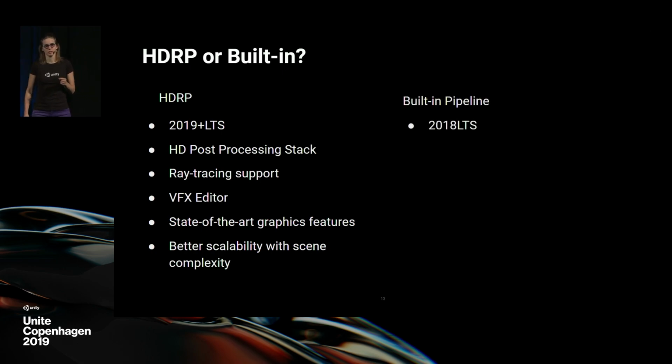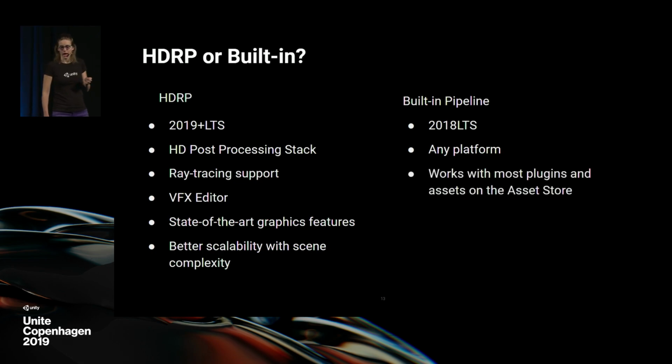But truth is, the built-in pipeline has better support on previous versions of Unity. But also, it works on any platform. So if you're shipping both on mobile and PlayStation 4, HDRP might not be the tech for you. And anything you would find currently on the asset store mostly works with the built-in rendering pipeline. More packages will come soon, but just so you know, it might be something you have to rework.